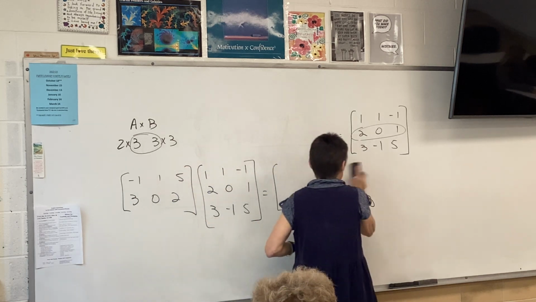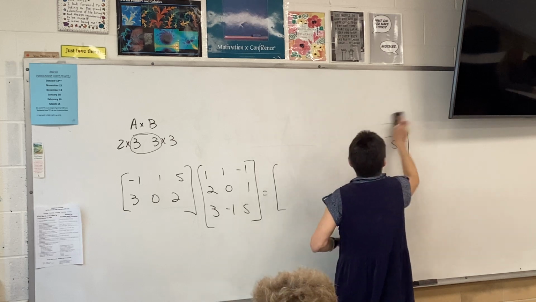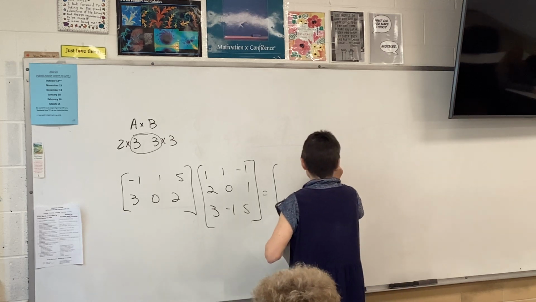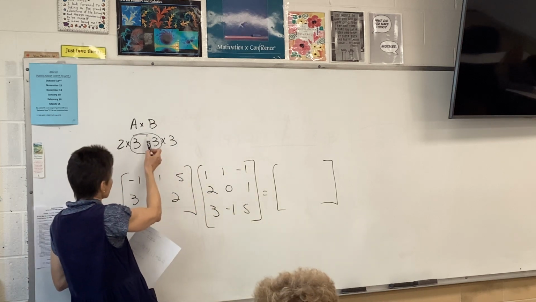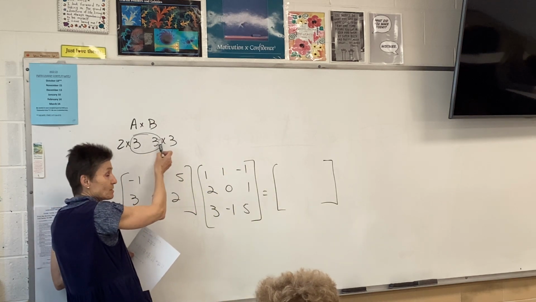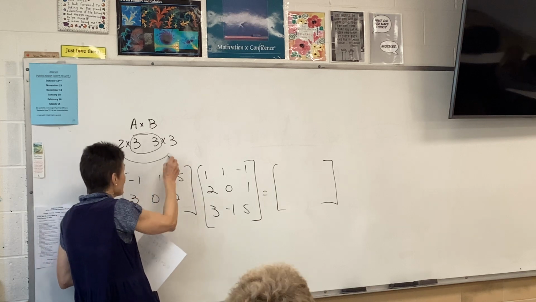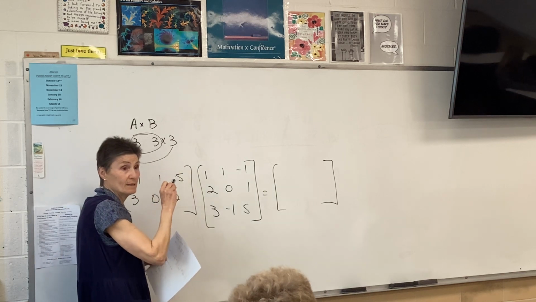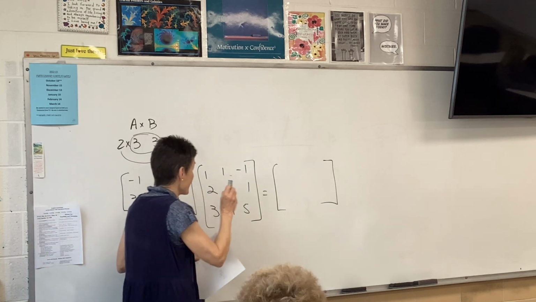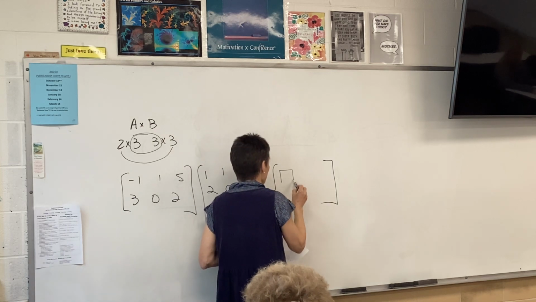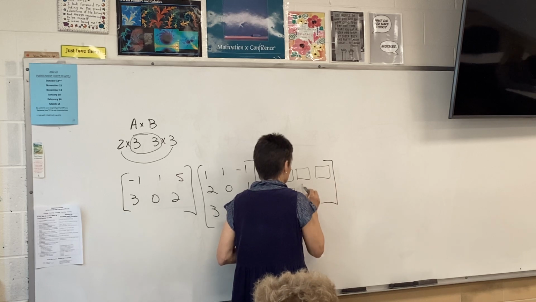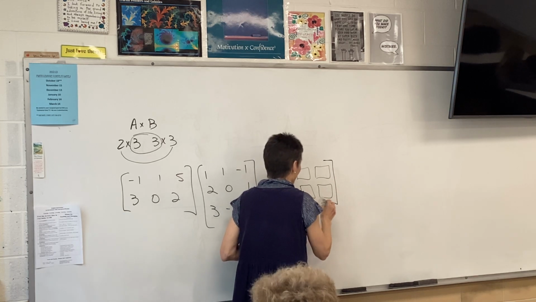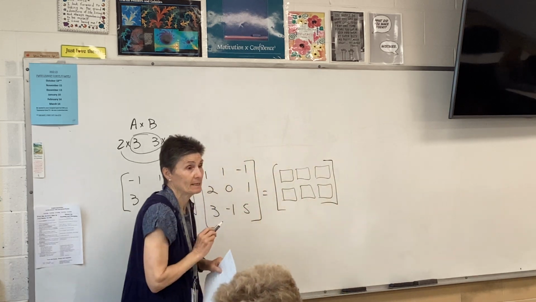And when we figure out that we can multiply, we also figure out how big our answer is, because the inside two have to match. The outside two tell me how big the answer is. So the answer is gonna have 2 rows and 3 columns. So all those little boxes have to be filled in with numbers.